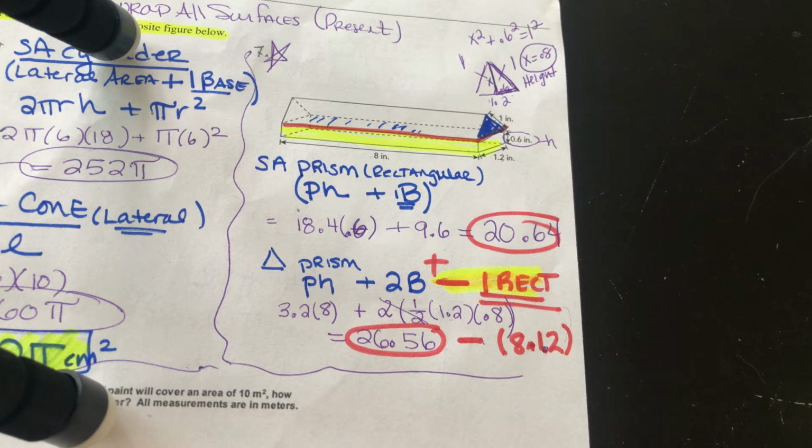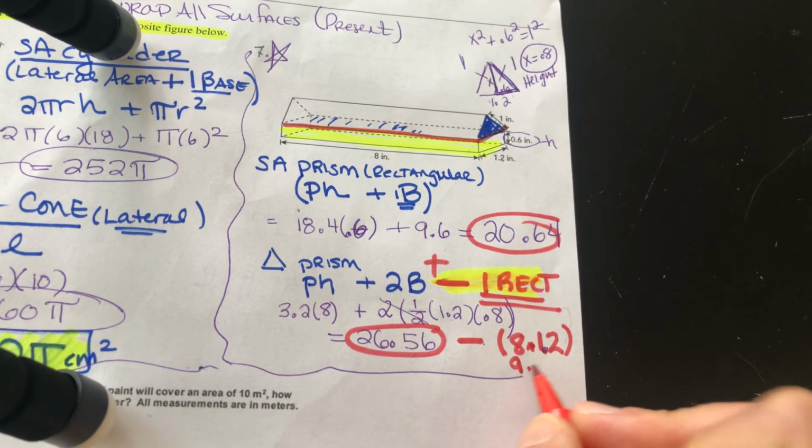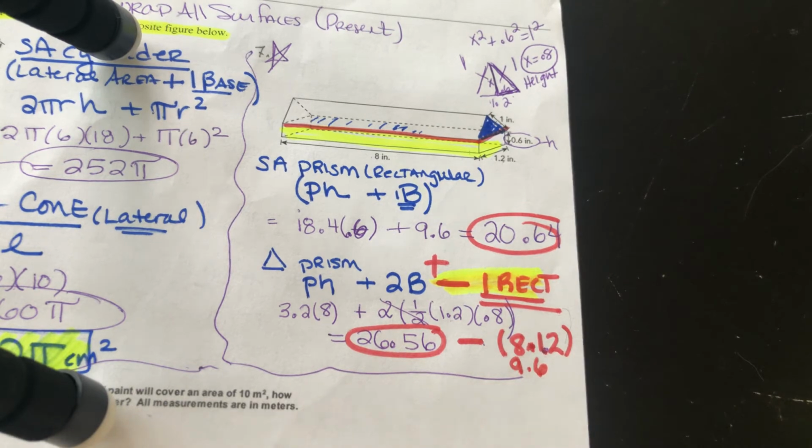So we have 8 times 1.2. So it's 9.6. So that's the area of that rectangle that we're going to get rid of. So in the end, we add them up and minus that number.